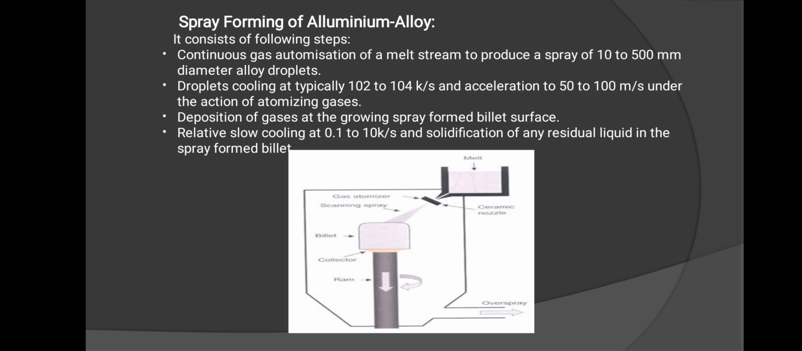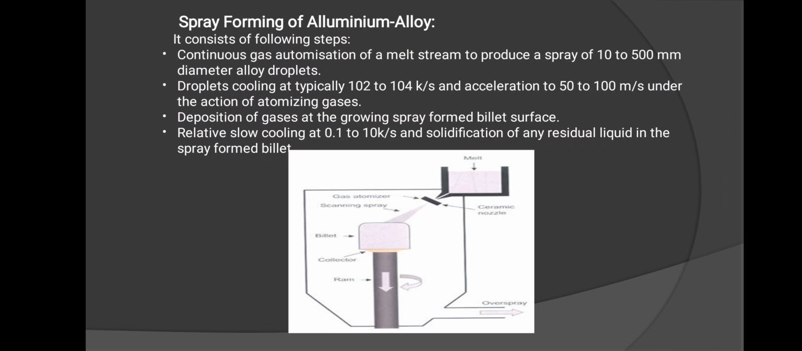Now let us consider an example. Let us consider spray forming of aluminum alloy. The following diagram shows that the hot molten metal is passed from a chamber through a ceramic nozzle and it is sprayed on a billet. So when the layer of deposition takes place on the billet, the deposition is collected and rammed, and through overspray it is sprayed outside.